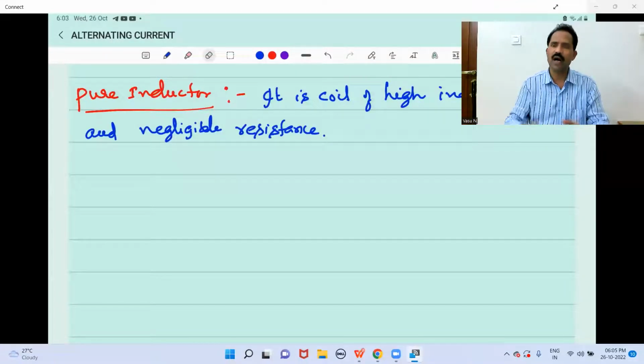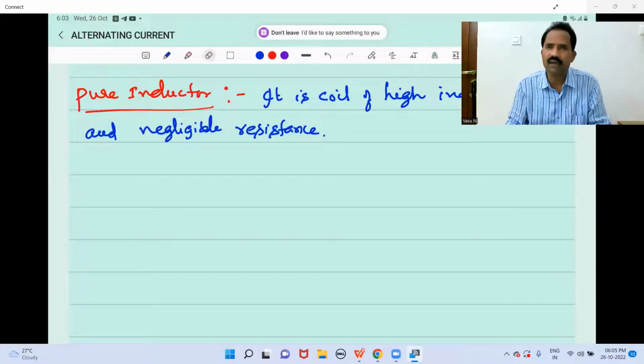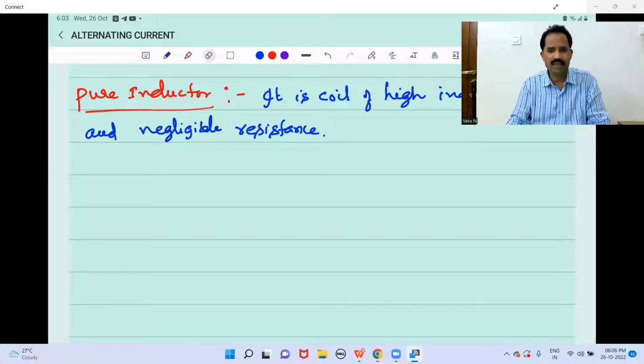It has very high inductance and the resistance may be zero or negligible. Zero is not possible, so we call it ideal. But normally some very small resistance exists. It is almost negligible. So a pure inductor means a coil of high inductance and negligible resistance.